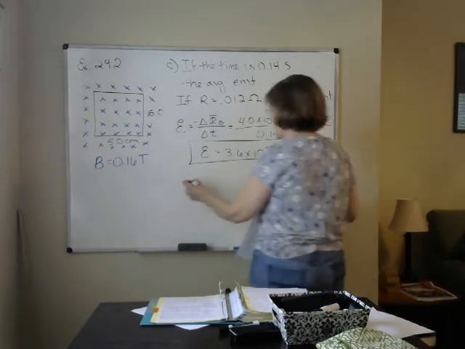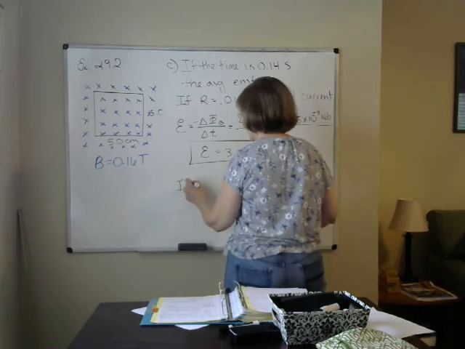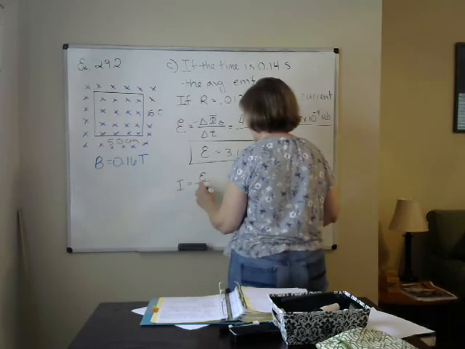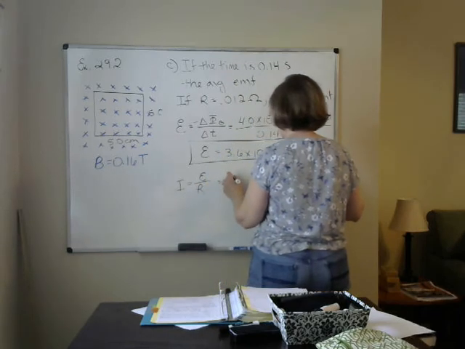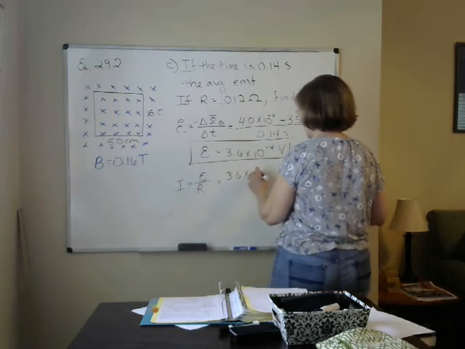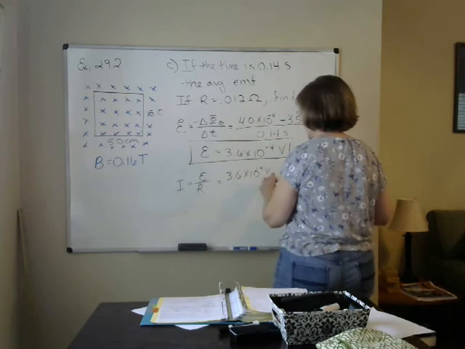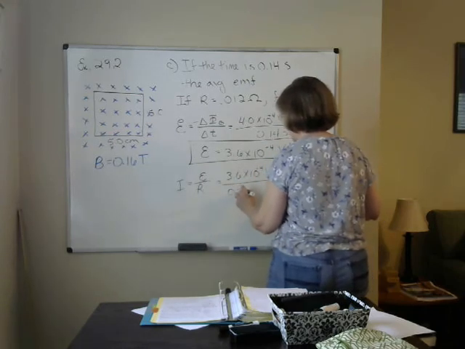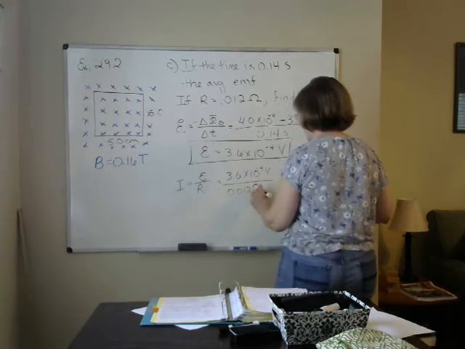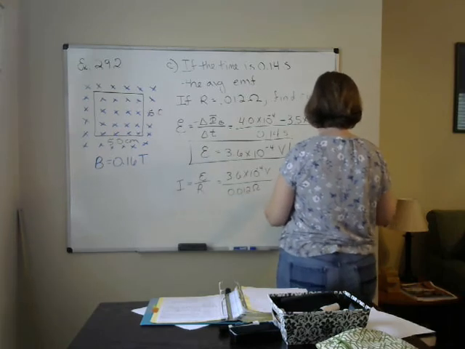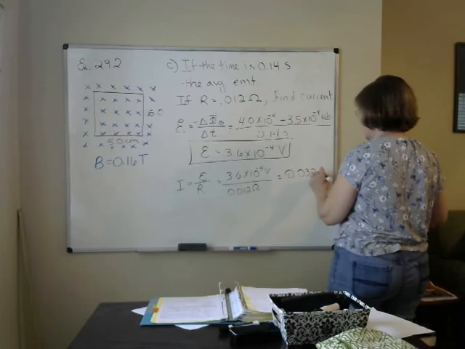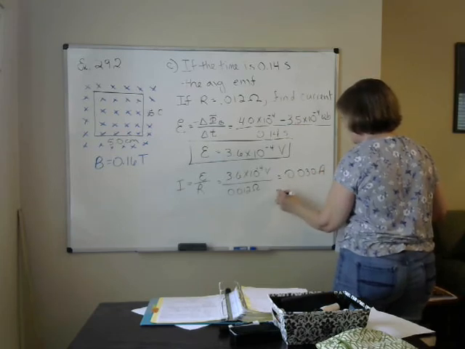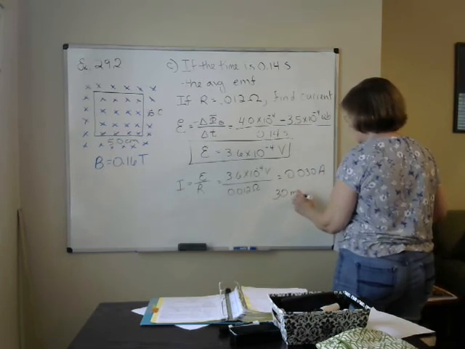The current, of course, is the induced EMF divided by the resistance. So 3.6 times 10 to the negative 4 volts over 0.012 ohms, and it comes out to be 0.030 amps or 30 milliamps.